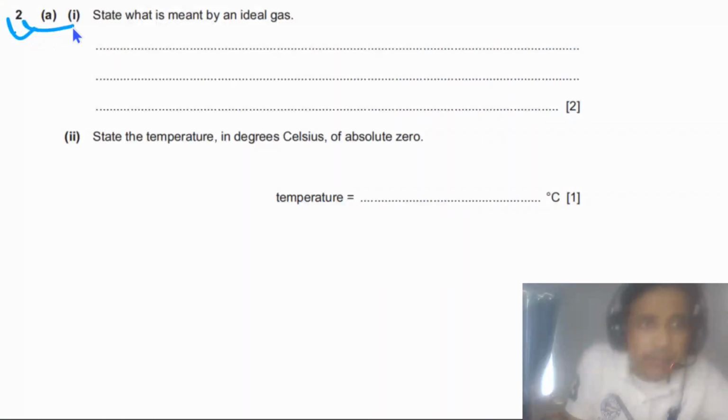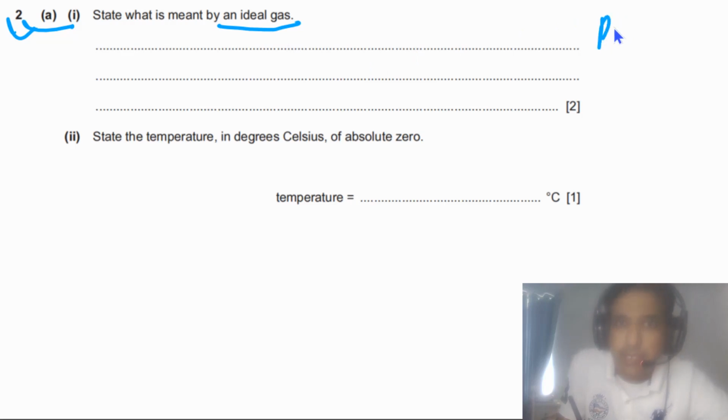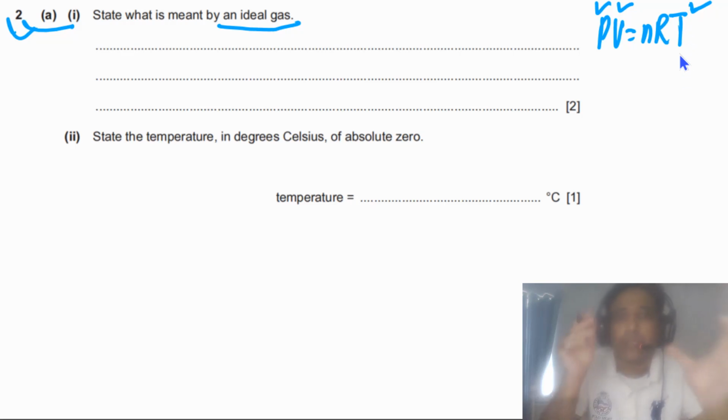Question 2, part A says, what is meant by an ideal gas? An ideal gas has to obey PV = nRT at all values of P, all values of V and all values of T. And T is thermodynamic temperature, or simply we can say T has to be in kelvins.